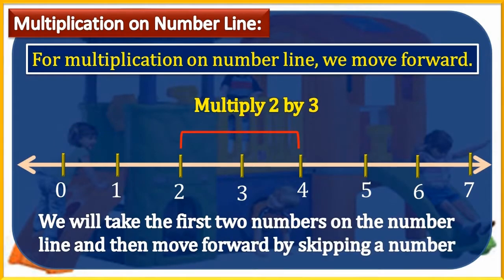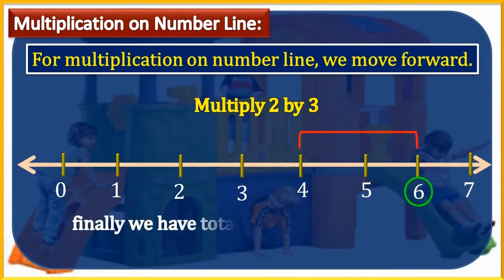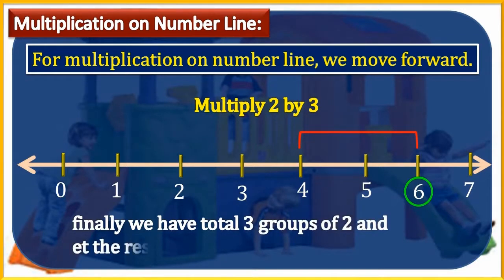So we see that now we are at number 4. Now, again, by taking a group of 2, we are at number 6. So finally, we have a total of 3 groups of 2 and get the result as 6.